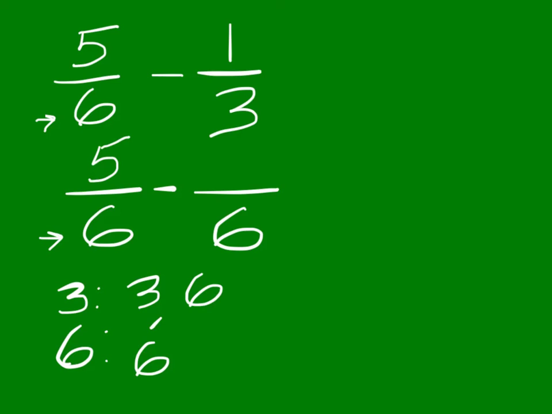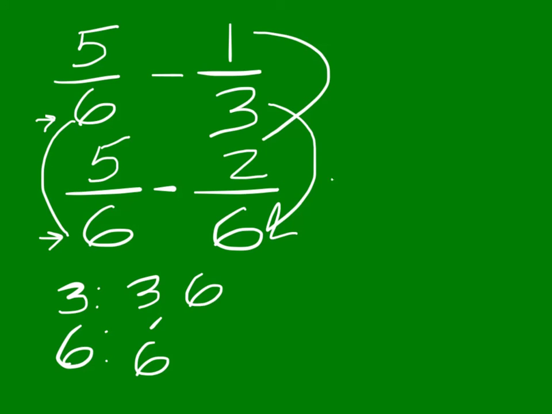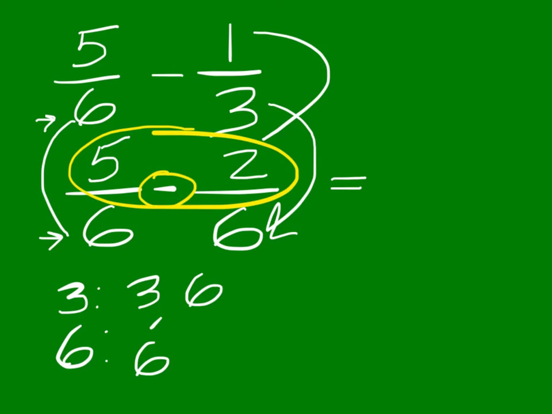Because what would you do to 6 to get 6? What do you multiply 6 by to get 6? 1. So if I multiply 5 by 1, I'd still get 5. What did I have to multiply 3 by to get 6? 2. So 1 times 2 is 2. And now you can subtract the tops. You have to do the sign in the middle. 5 minus 2 would be 3 over 6.